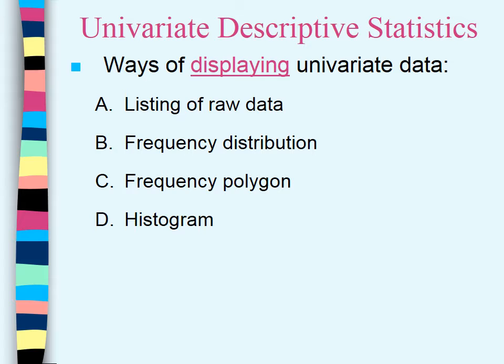A frequency polygon is just another way to display the information, as is a histogram. These are all ways of displaying information that you know because you collected it, and it helps give a really good snapshot or picture of your sample population.